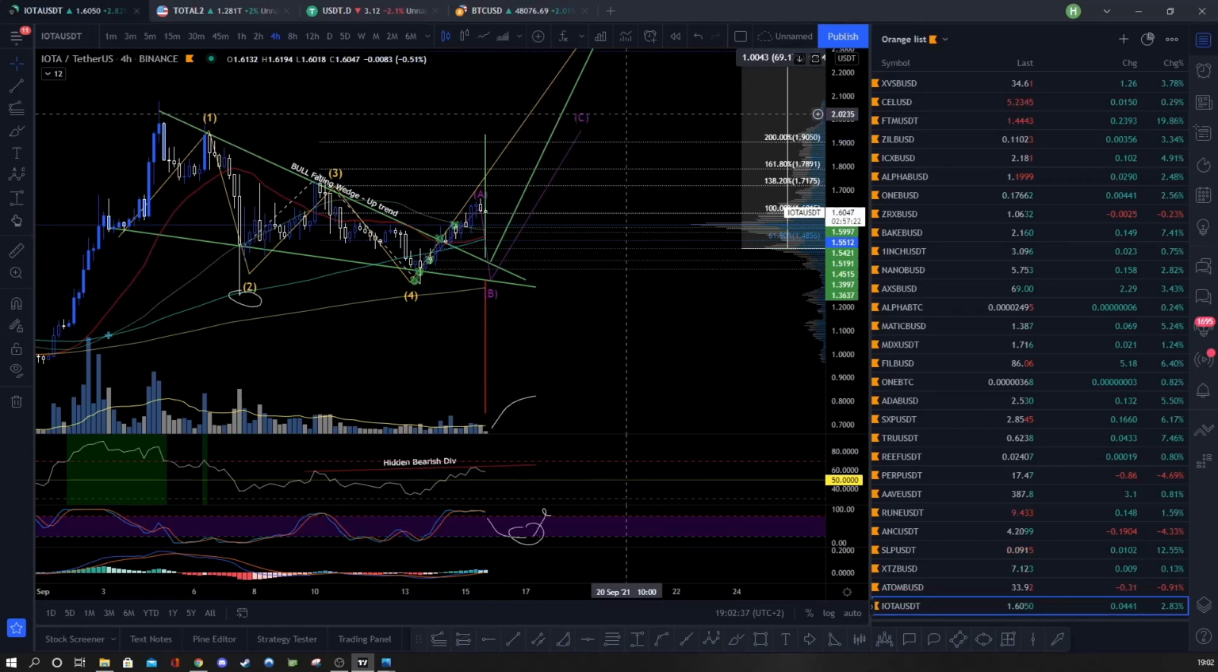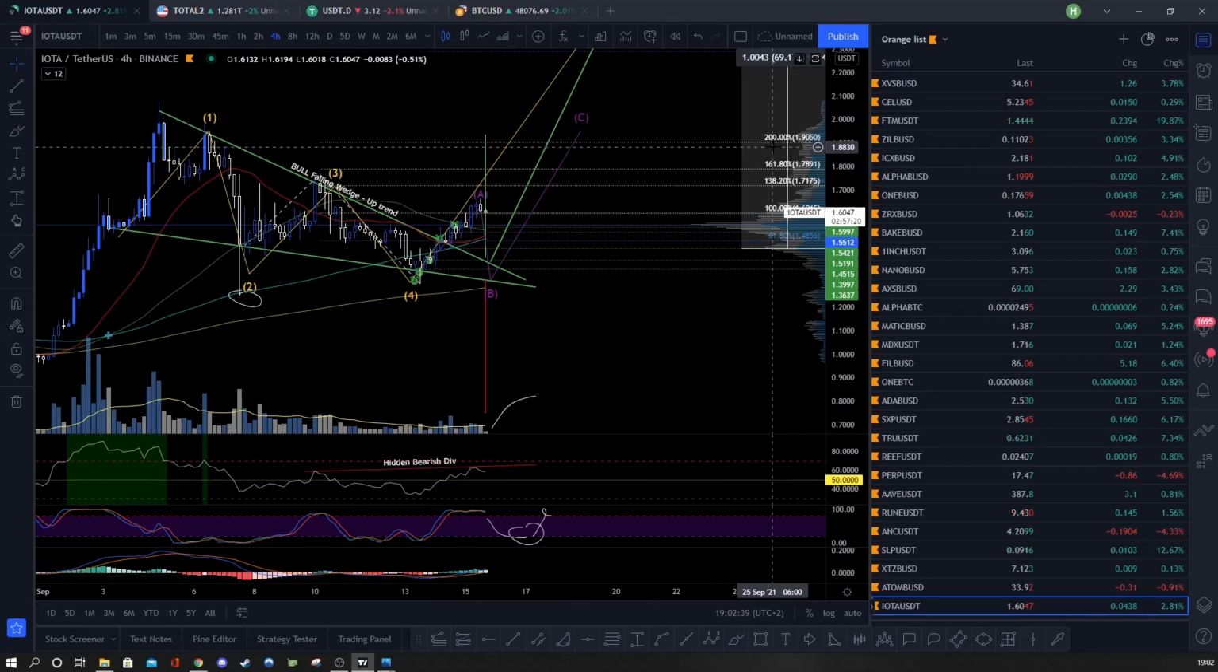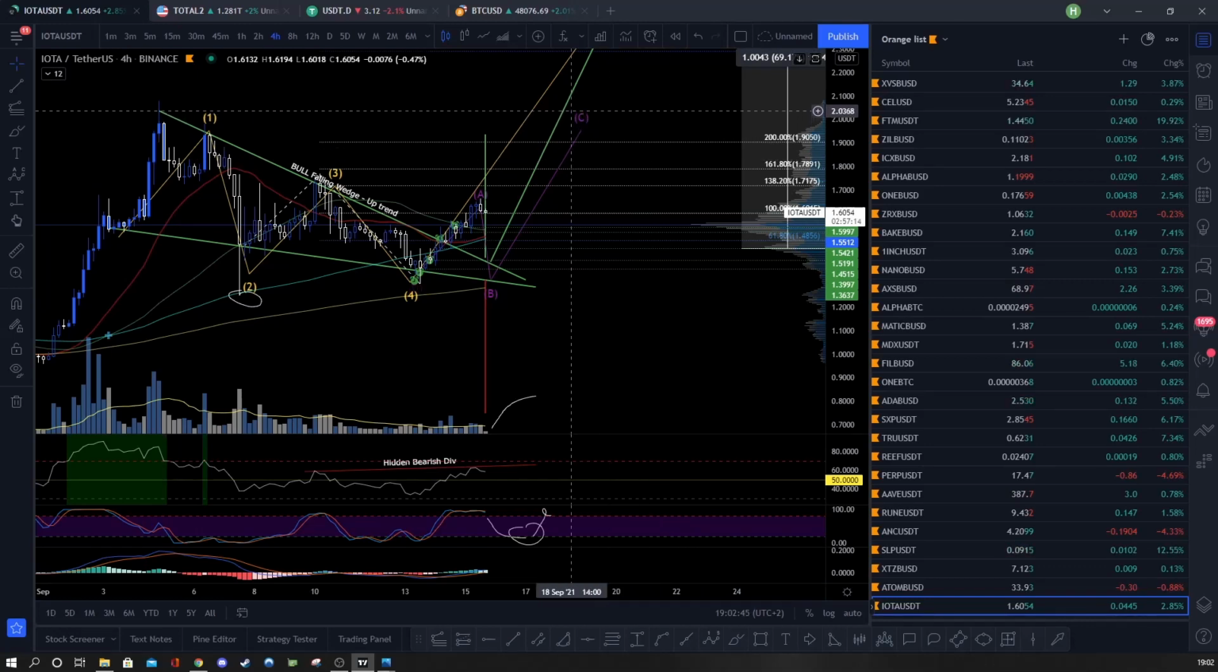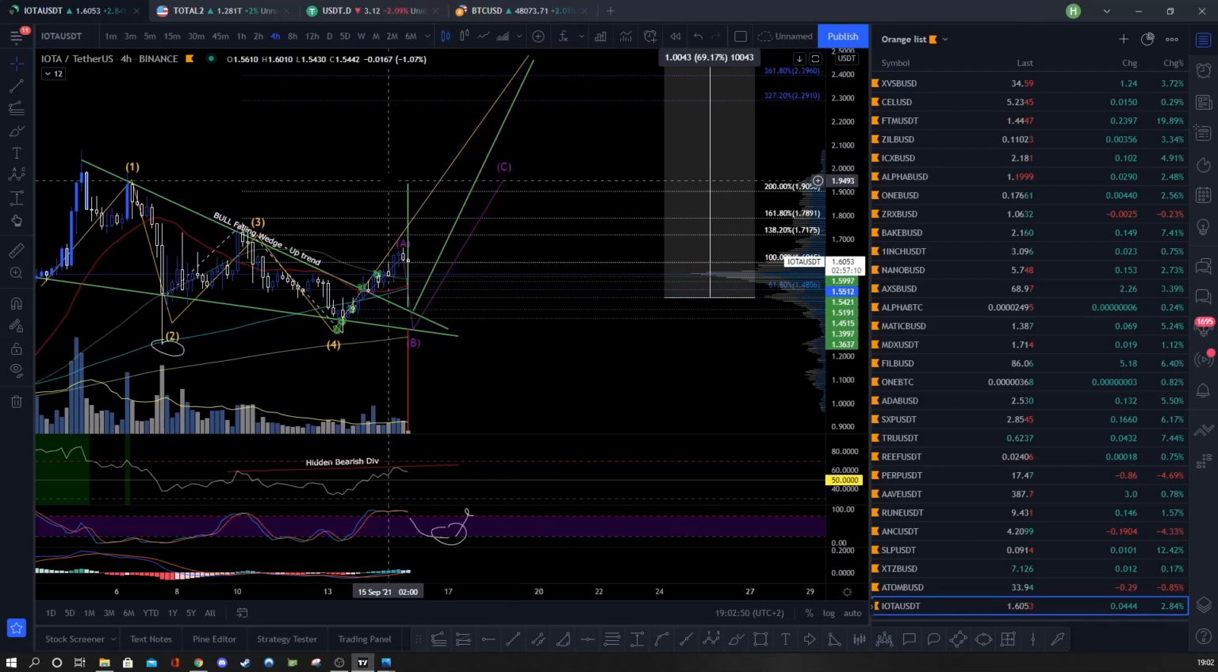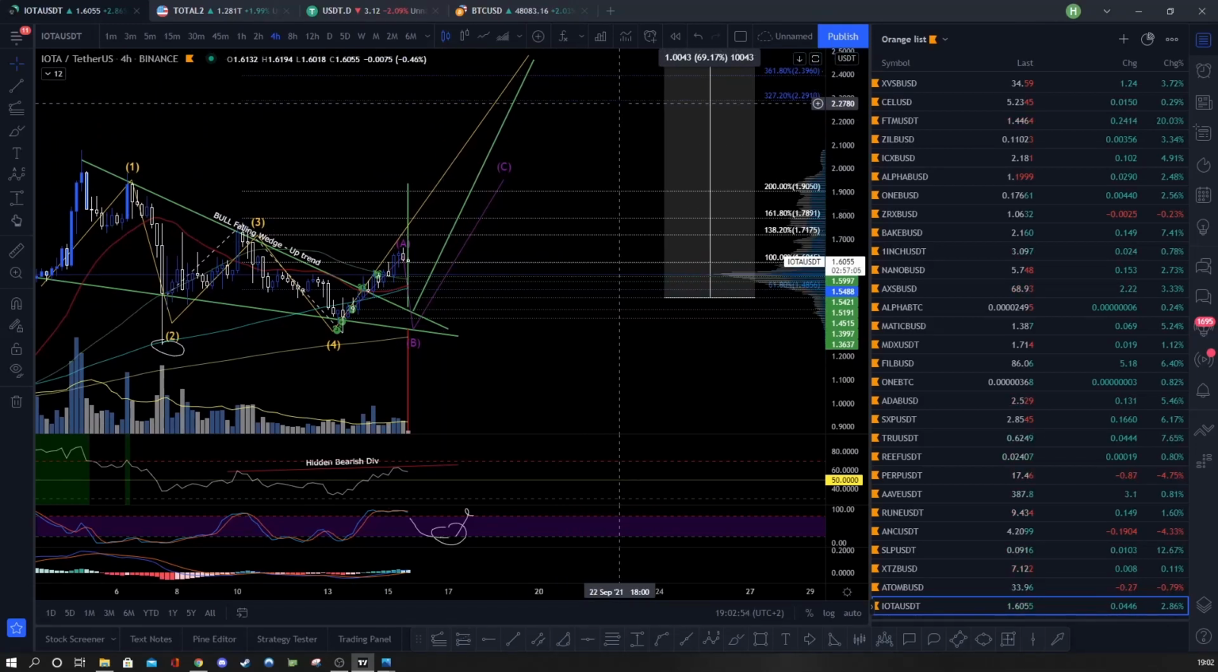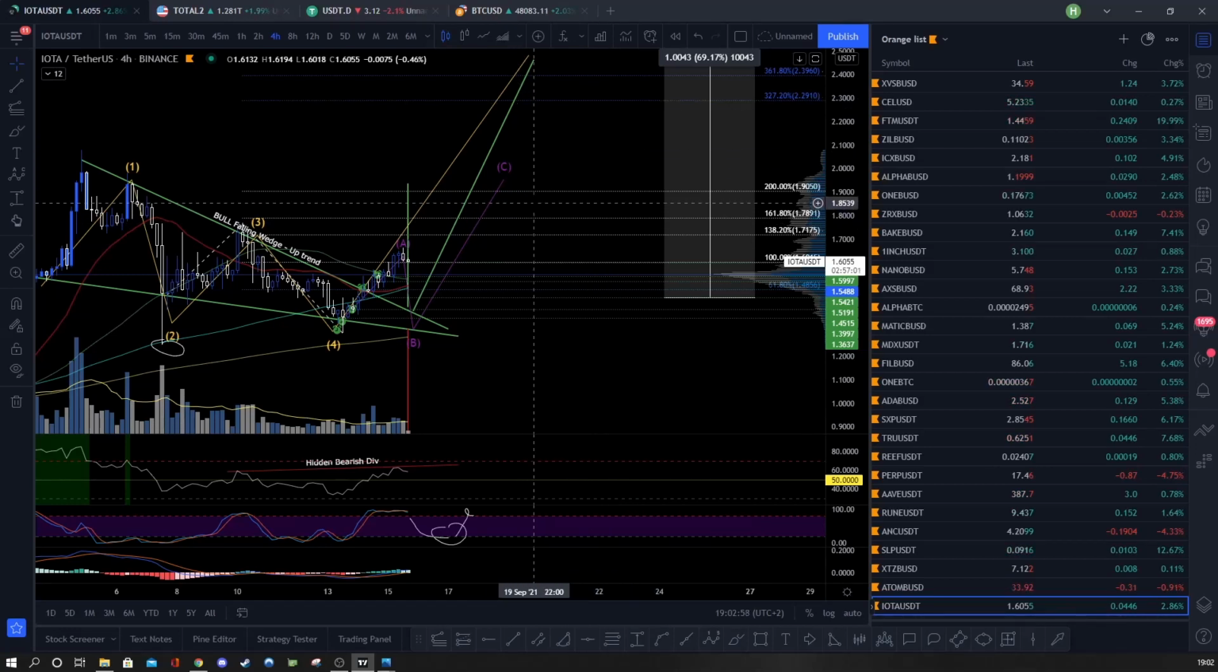So this is a conservative target, like I said, 200%, which is just 2 in Fibonacci, which is around $1.9. That is to be conservative if you want to guarantee your money and you don't want to see any more future downside or anything like that. But I believe we might see more than $2. We might see $2.4 right there before we see some kind of downfall, right?